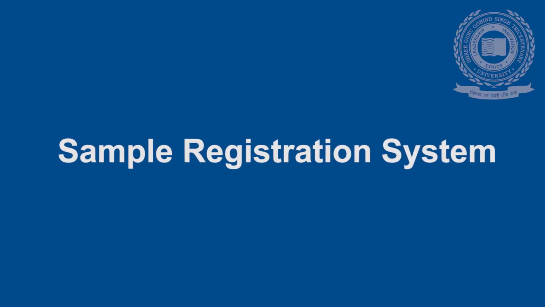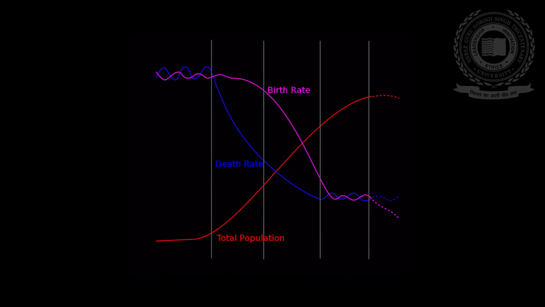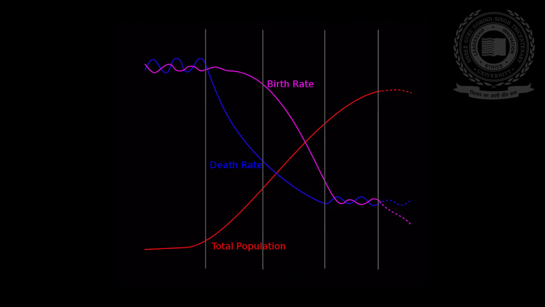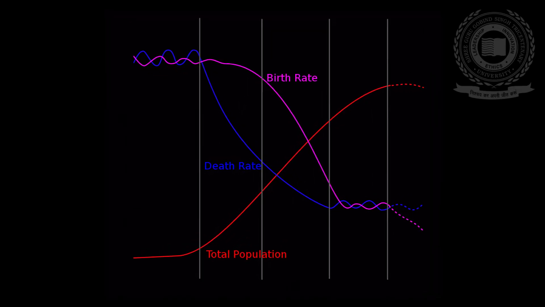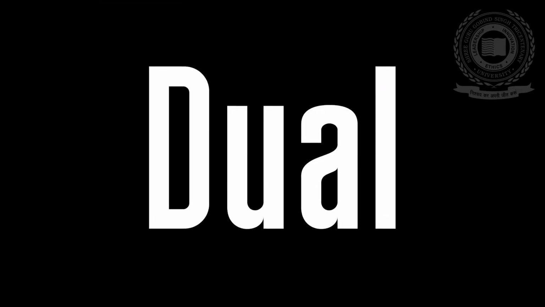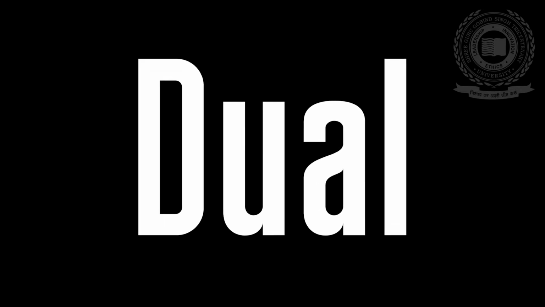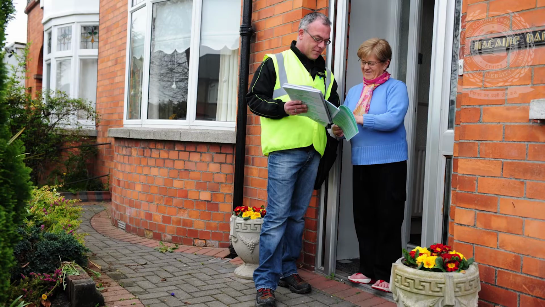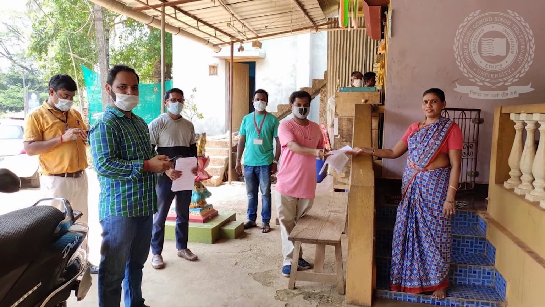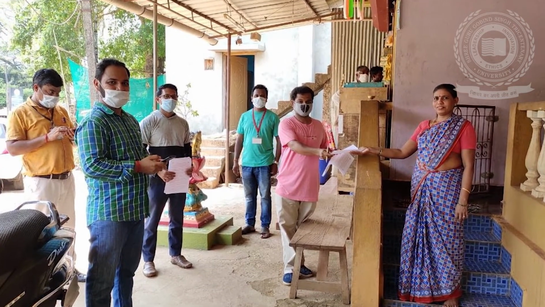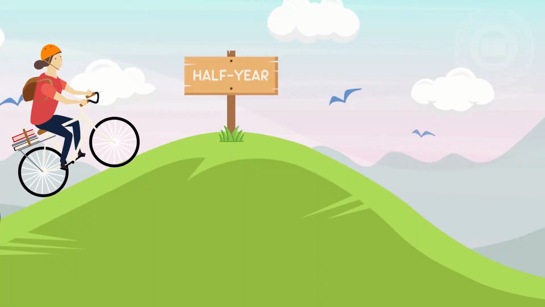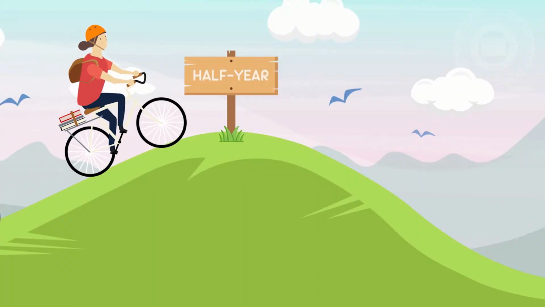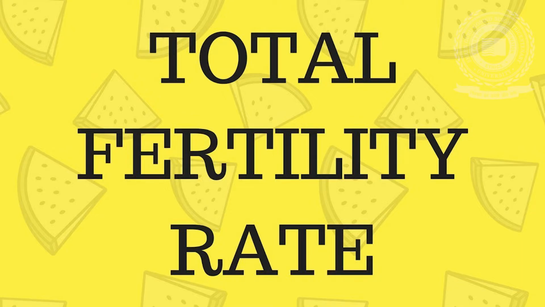Third, sample registration system. It provides reliable estimates of birth and death rates at the national and state level. It is a dual record system consisting of continuous enumeration of events by an enumerator and an independent survey every 6 months by an investigator supervisor. This half-yearly survey provides more basic information regarding age-specific fertility, mortality rates.